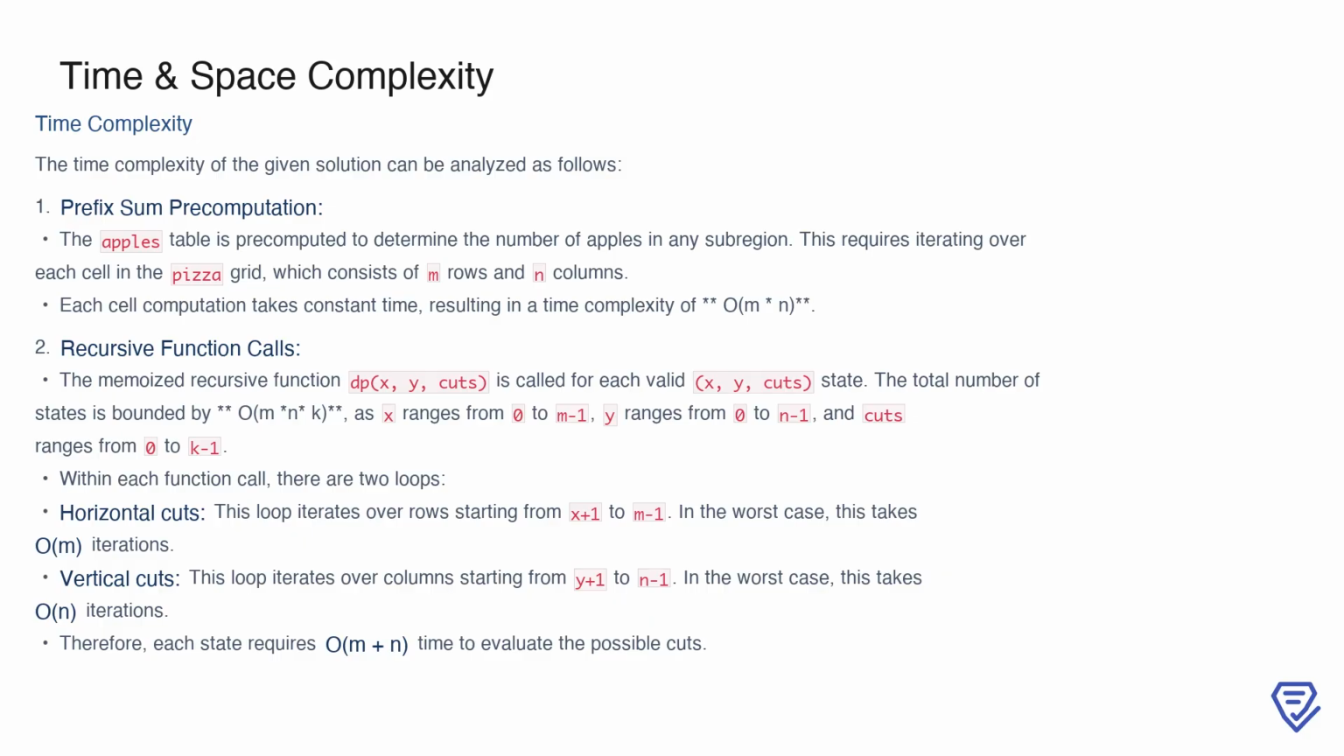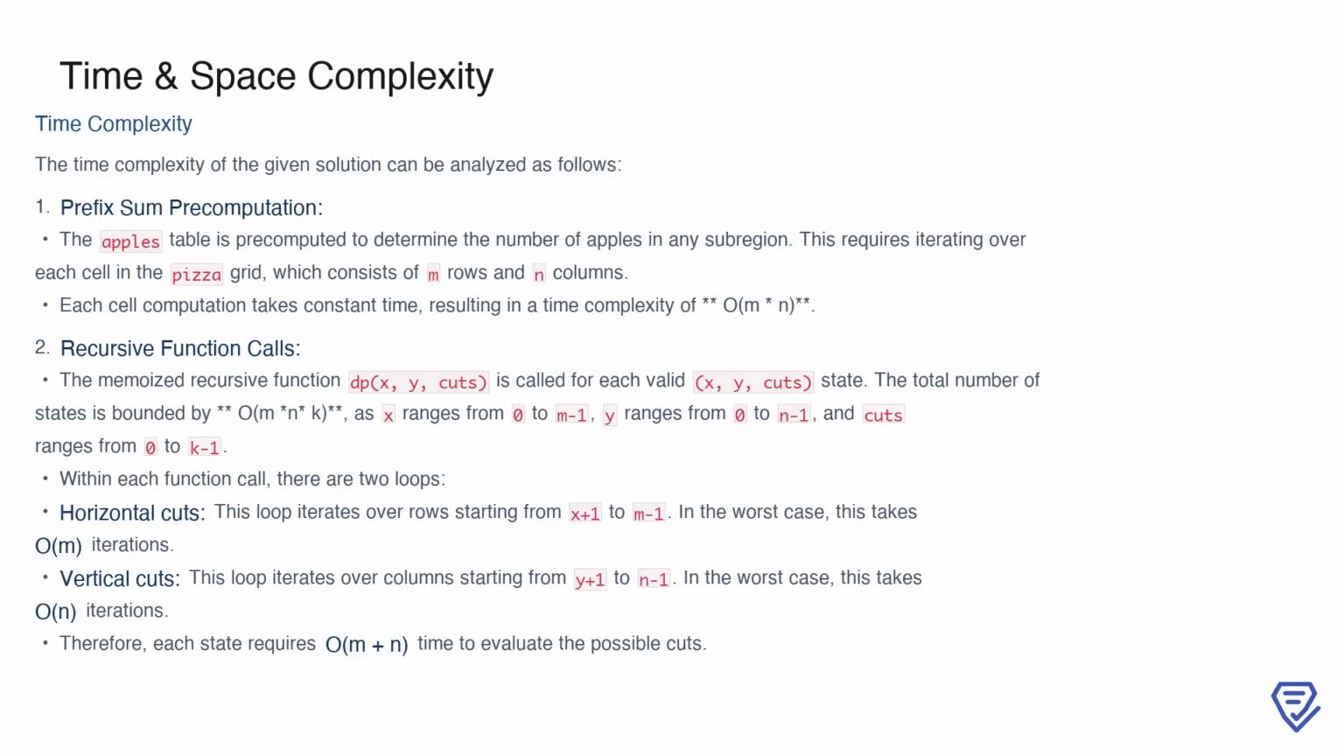Next, we have the recursive function dp(x, y, cuts), which calculates the number of ways to cut the pizza starting from a specific position, x, y, with a given number of remaining cuts. The total number of valid states for this function is bounded by O(m*n*k), where k is the maximum number of cuts. For each of these states, we evaluate potential cuts using 2 loops.